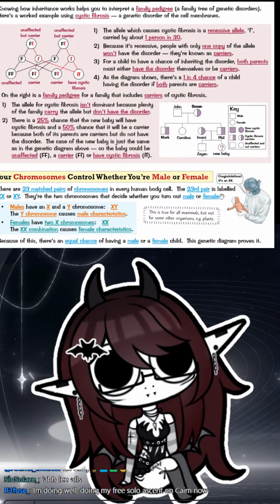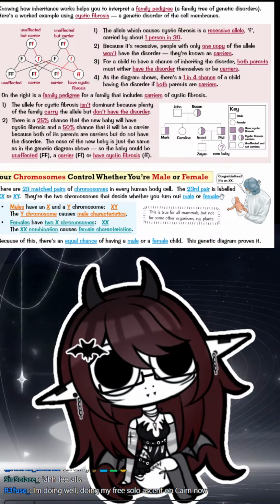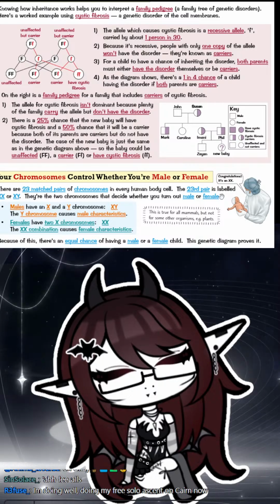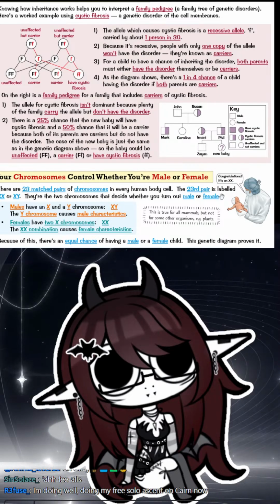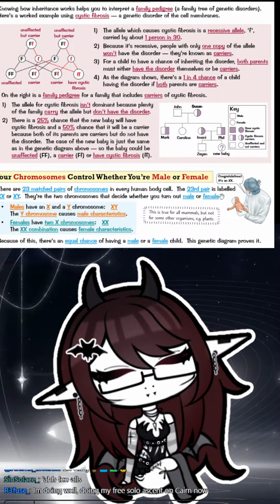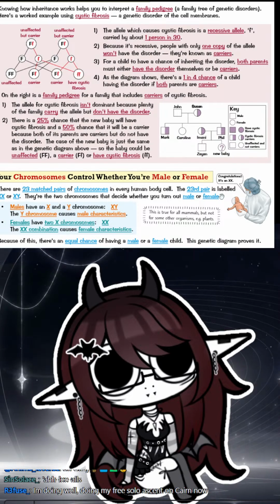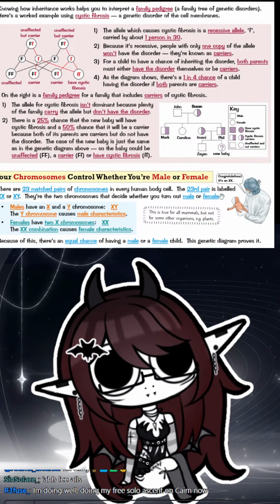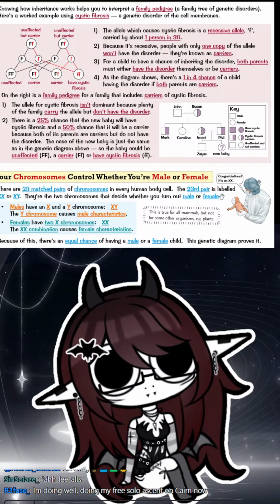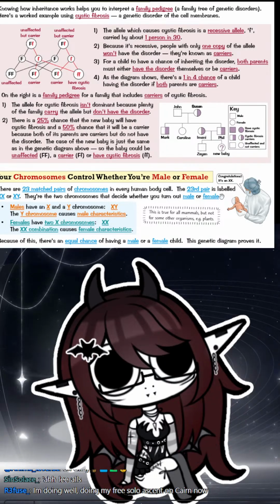Because it's recessive, people with only one copy of the allele won't have the disorder. They're just known as carriers. For a child to have a chance of inheriting the disorder, both parents must either have the disorder themselves or be carriers. As the diagram shows, there's a 1 in 4 chance of a child having the disorder if both parents are carriers.